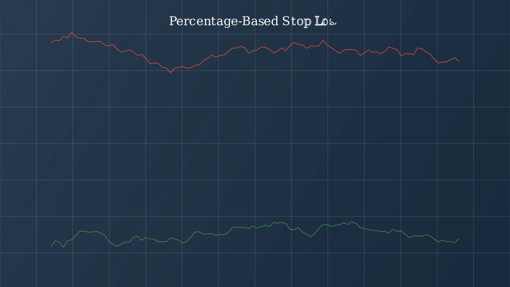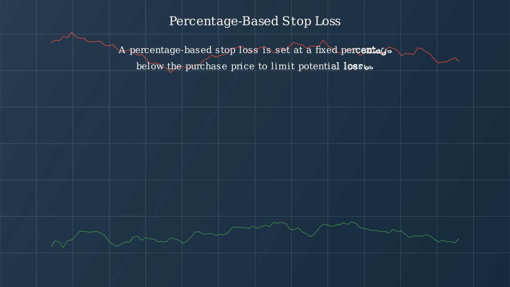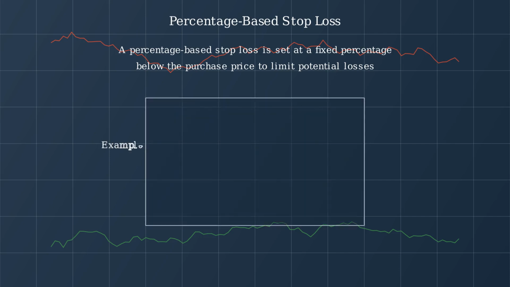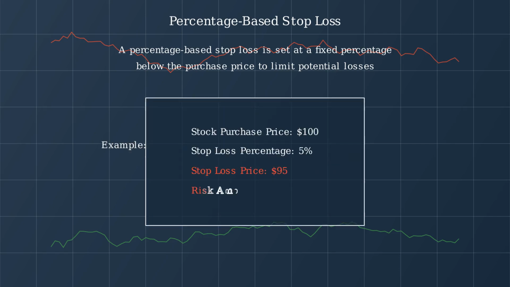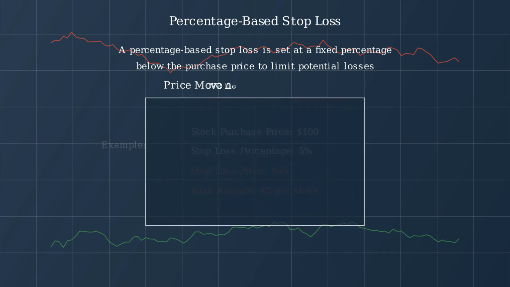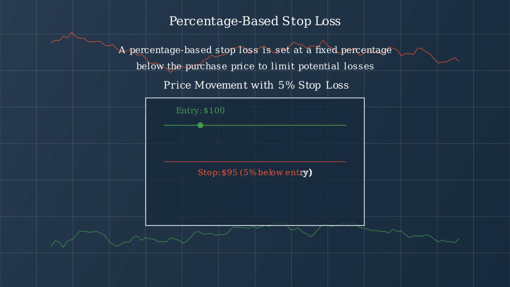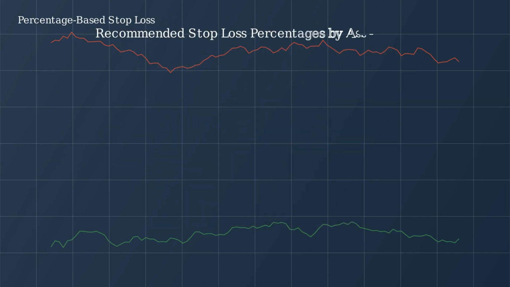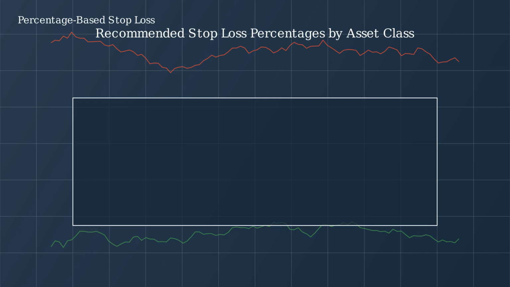Percentage-based stop losses are set at a fixed percentage below the entry price. For example, if you buy a stock at $100 with a 5% stop loss, your stop would be set at $95. This means if the stock price falls to $95, your position would automatically be sold to limit your loss to 5%. Different asset classes require different stop-loss percentages due to their inherent volatility.